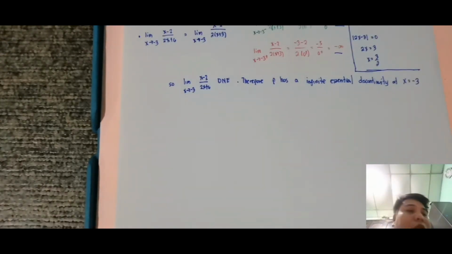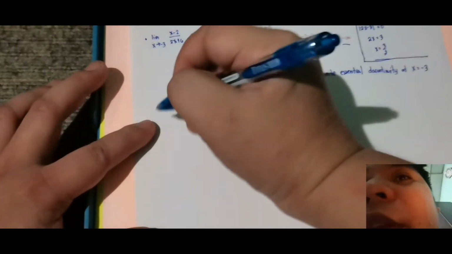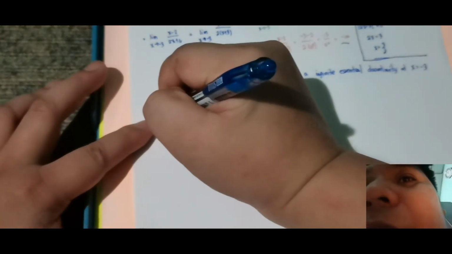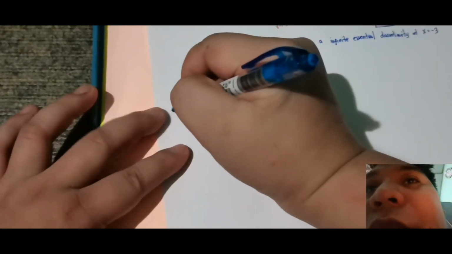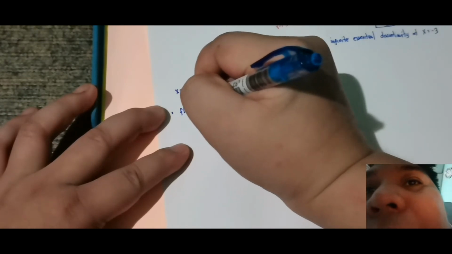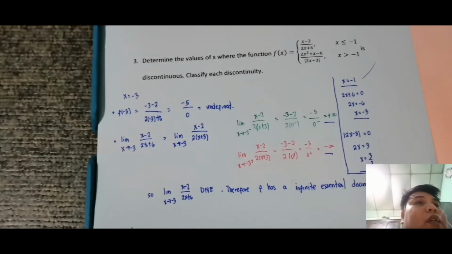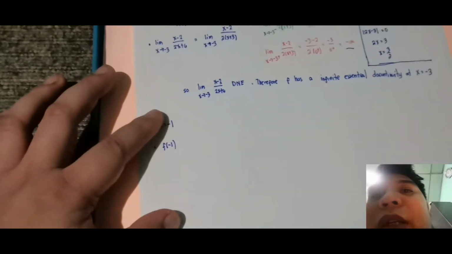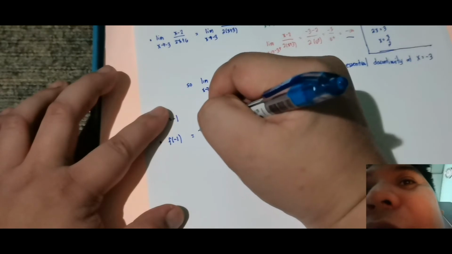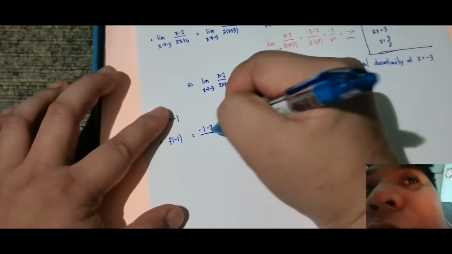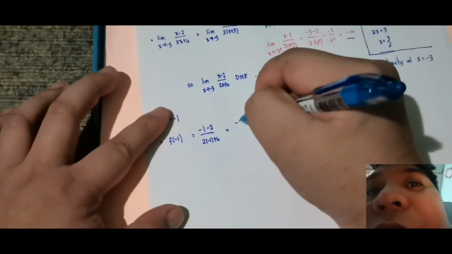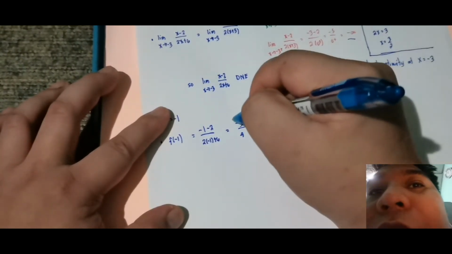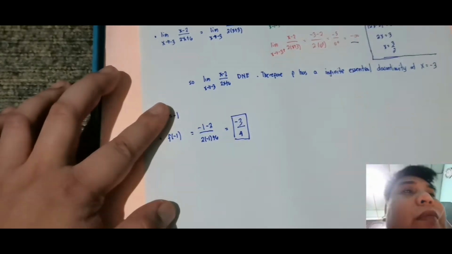Doon naman tayo sa x is equal to negative 1. Try natin. So next is x is equal to negative 1. So that is f of negative 1. So what is f of negative 1? Okay, f of negative 1, pasok siya sa taas, no? So that is x minus 2. So this is negative 1 minus 2 over 2 times negative 1 plus 6, which is equal sa negative 3 over 4. So that is negative 3/4.